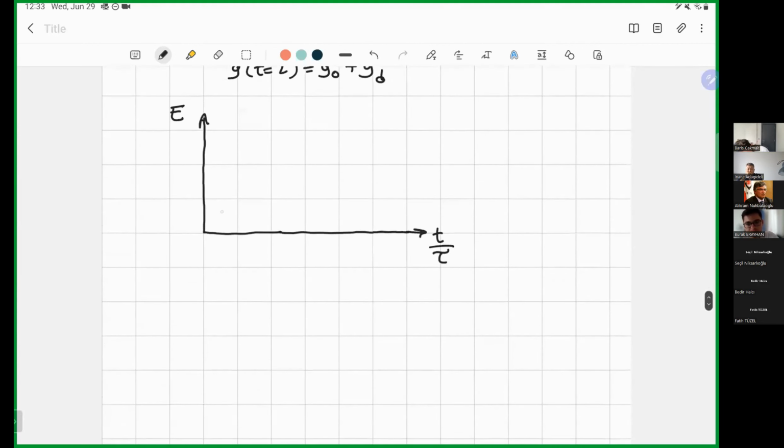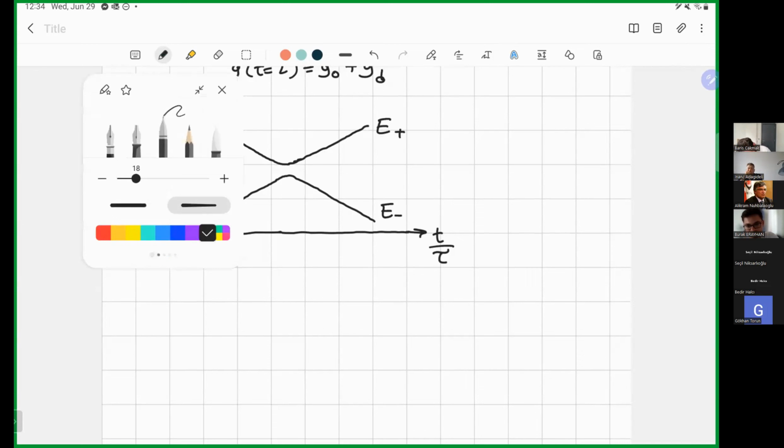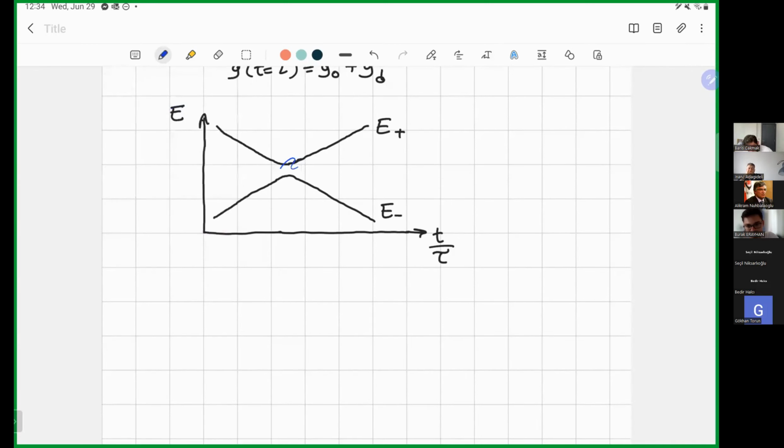So we start from a certain point and then we have the ramp, and then after some point this starts to decrease. This is, let's say, E minus, and E plus basically does the same thing. Okay, and this is E plus as a function of time. Okay, so this is an avoided crossing. Okay, this is what it's named.